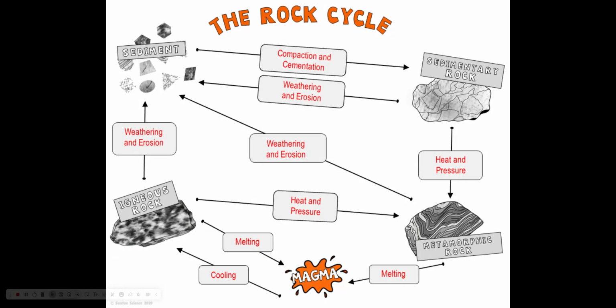Sedimentary rock cannot become an igneous rock. What it needs to do is go from being a sedimentary rock to a metamorphic rock, then it melts, and then it becomes an igneous rock. So it has way more steps than everything else.